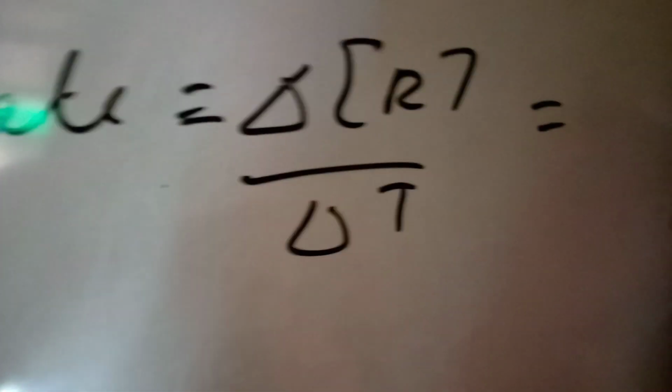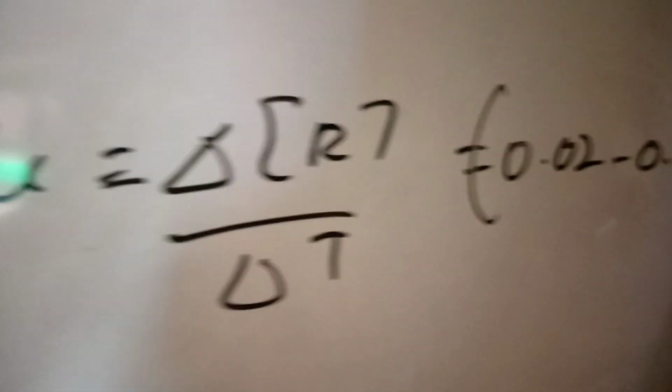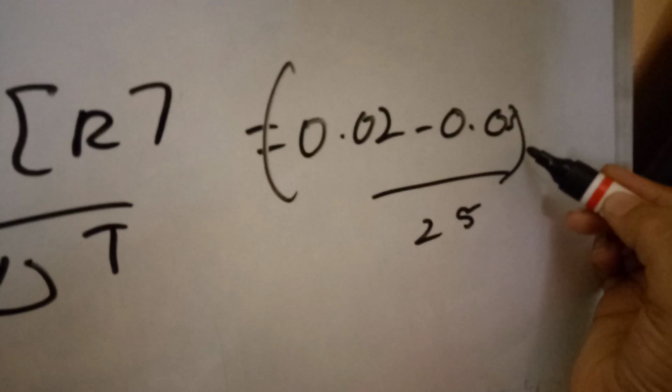Rate is equal to del R by del T, is equal to initial position minus terminal position. 0.02 minus 0.03 upon 25, where 25 is the time taken, and the unit is mole liter inverse. After solving this, we have 4 into 10 to the power minus 4 mole liter inverse minute inverse.